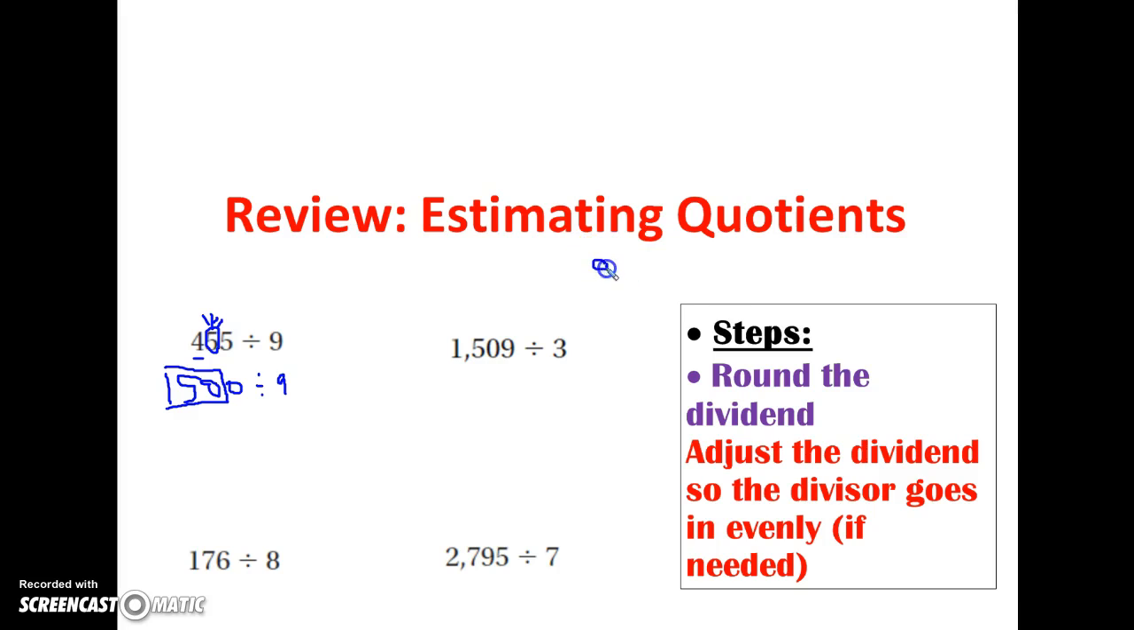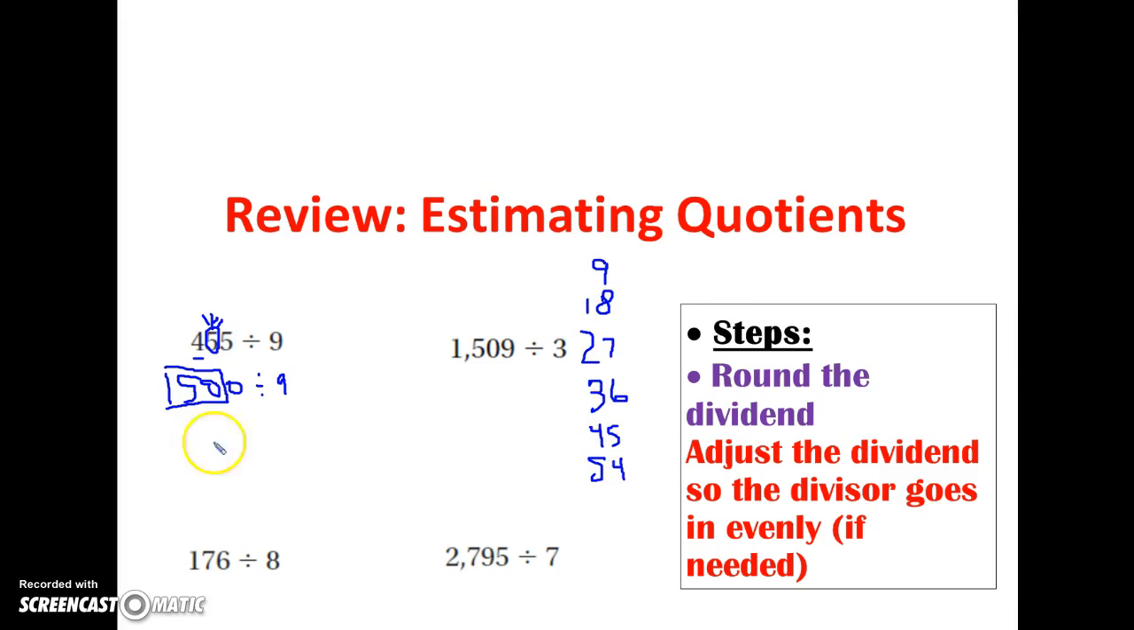9 times 1 is 9. 9 times 2 is 18. And you just keep adding 9. 9 times 3 is 27. 9 times 4 is 36. And you can just add 9 to get the next number. 36 plus 9 is 45. 45 plus 9 is 54. And looks like I've already gone over 50, so I can stop.